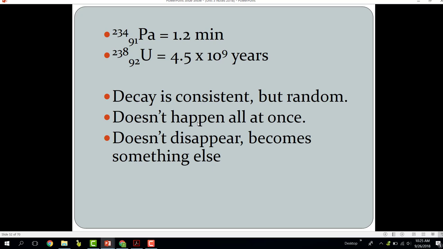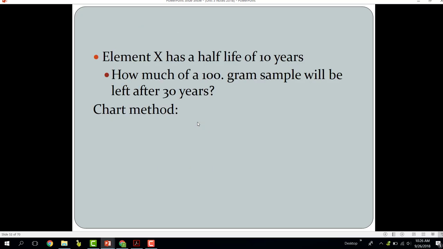So you should know that the decay is constant, but it is random. It's not like it is shooting out a particle every second or so. It's very, very random. But when you look at the average amount of particles that are flinging out of the nucleus, and so your nucleus is becoming a different element, you will see that it is consistent, but it is random. And it also doesn't happen all at once. It's not like in that last example, we got to 30 years and boom, half of it decayed. No, it's consistent and constant. And again, it does not disappear, it just becomes something else.